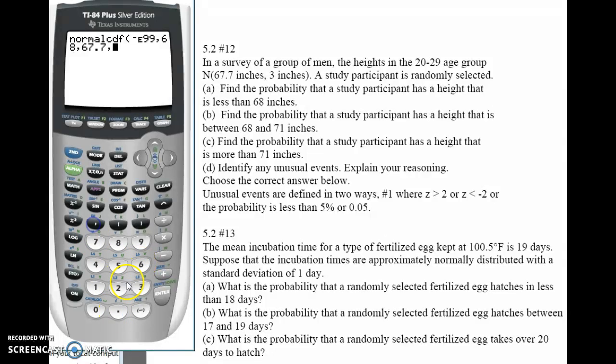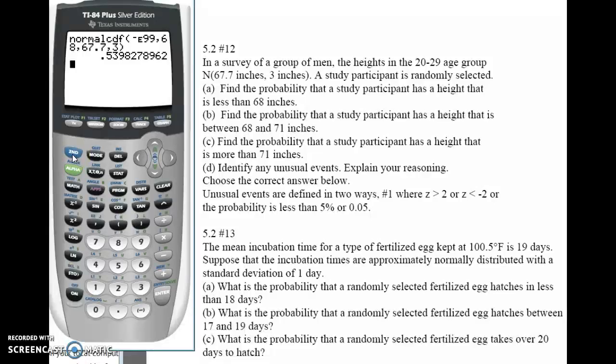E99, comma, 68 inches, comma, then enter the mean, 67.7 with a standard deviation of 3, and we end up with, I predict, close to a half, a little bit over, because the mean is 67.7, and half of the men would be less than 67.7, and we get 53.98.